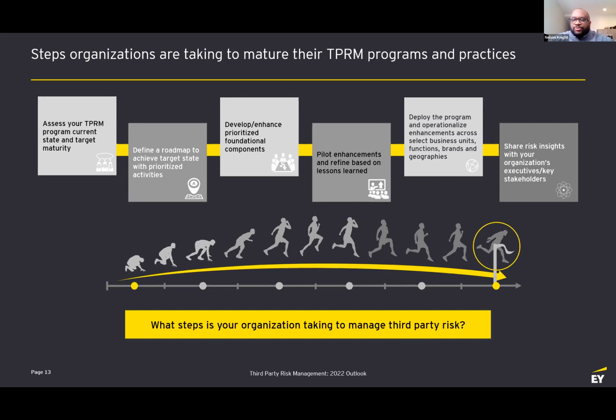And then, of course, you want to pilot those enhancements, refine based off of the information that you obtain. And really, at this point, it's going to be your continuous improvement. So using that historical information that you have, how can you make your program better? How can you make your program more efficient? What are the challenges or what are the gaps in your program that your organization cares about? And how can you improve there?